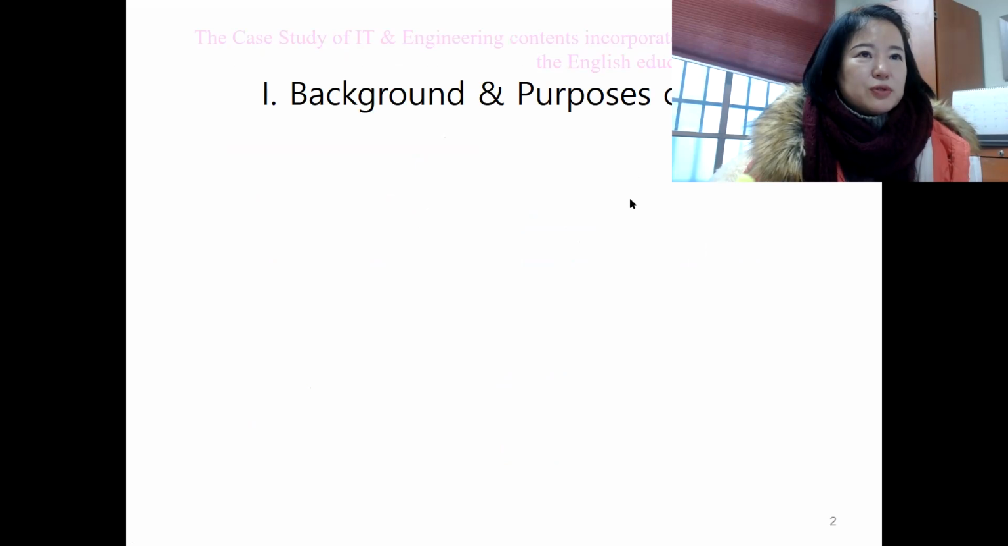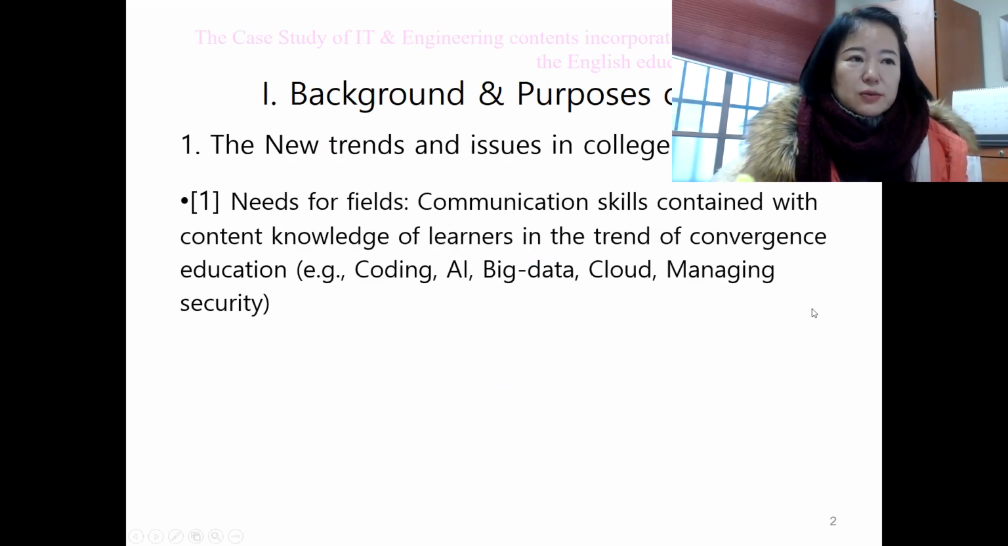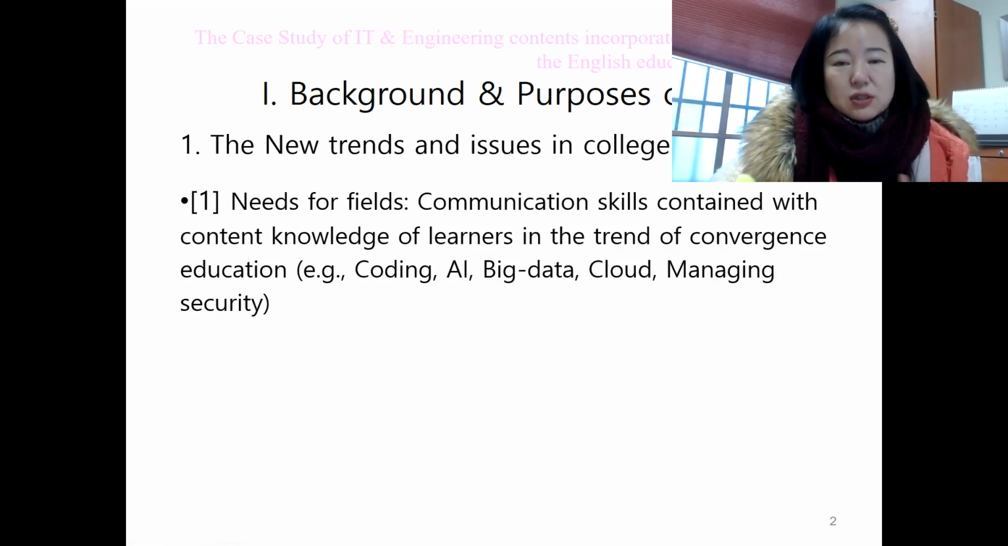So the background and the purpose of this study will be the new trends and issues in college education, and also the needs fulfilled. As I told you, in the English education field, we think communication skills are necessary, right? Combined with content knowledge of learners in the trend of convergence education. Convergence education means that even when we teach English, the language skill of English should be used for college level learners to speak and communicate with co-workers in the field of job sectors, right?